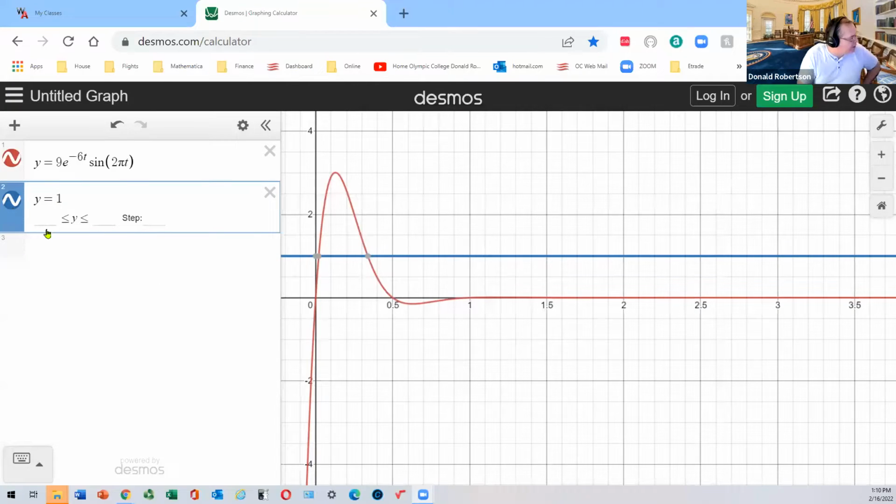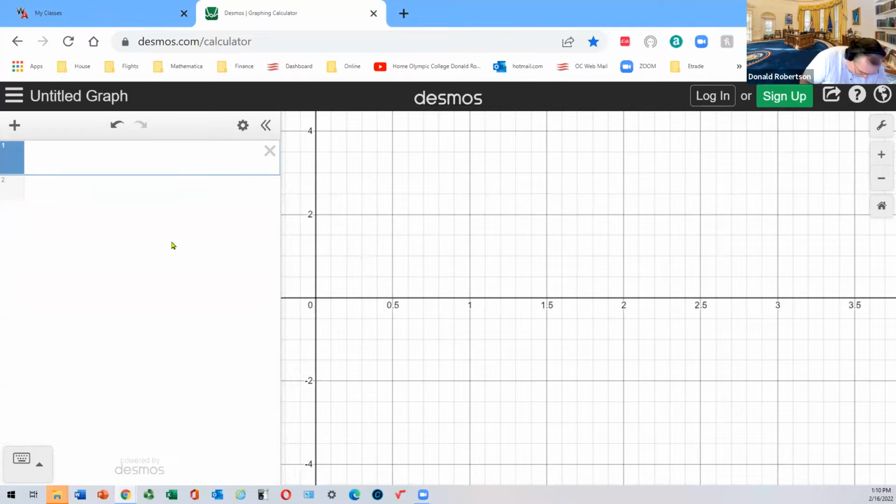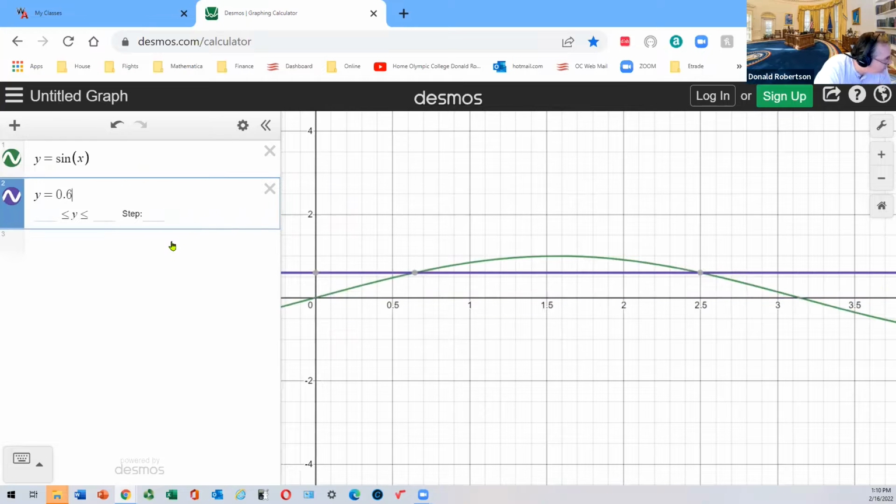Now you can do that with Desmos, but you have to put in a little bit of work. It's not given to you right off the bat. So let me kill these guys off first. I'm going to type in y equals sine x, and I want to find when it is equal to 0.6, so I put in y equals 0.6.